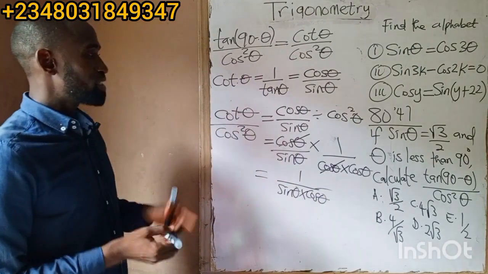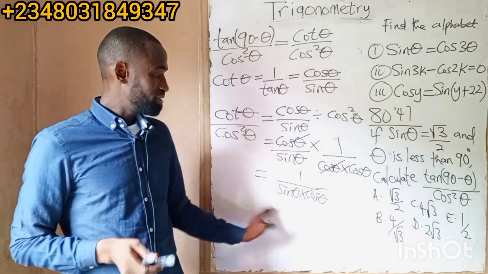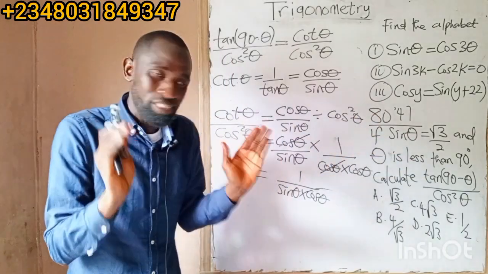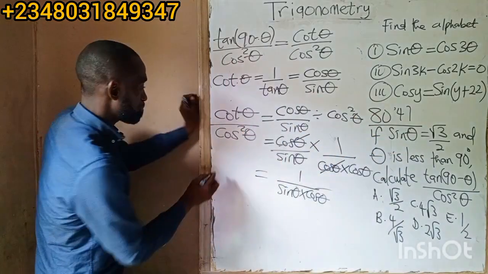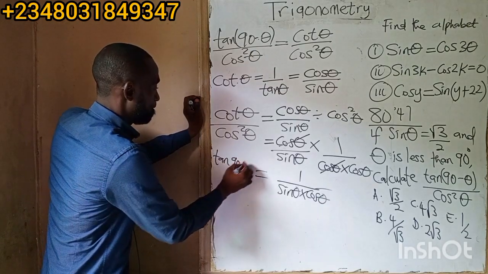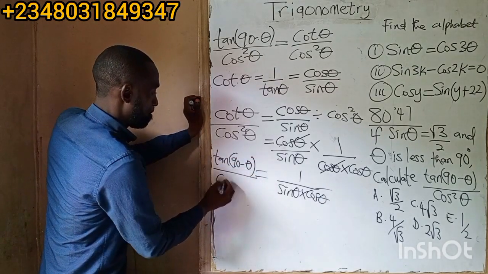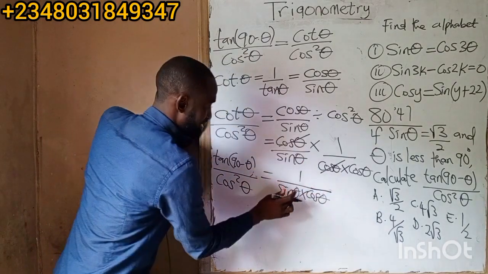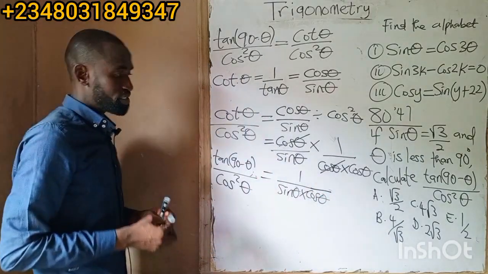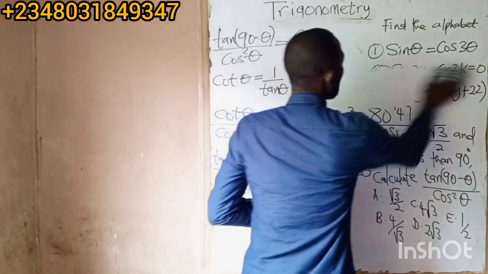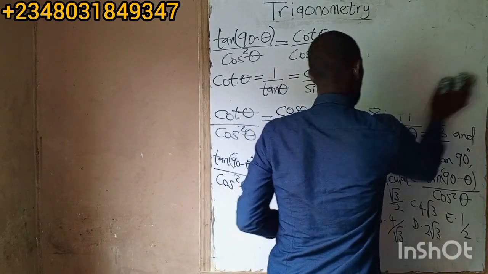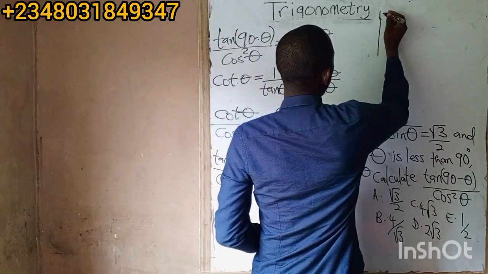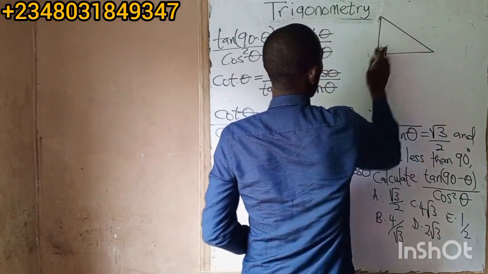So what I do? I'll just get my cos theta. So the expression I need to get here now is just cos theta. Then it means my tan 90 minus theta all over cos square theta is 1 over sin theta times cos theta. So I'll quickly draw my triangle like I told you. Anytime you are given the value of the ratio, draw your triangle. That's the first thing. So I'll draw my triangle.